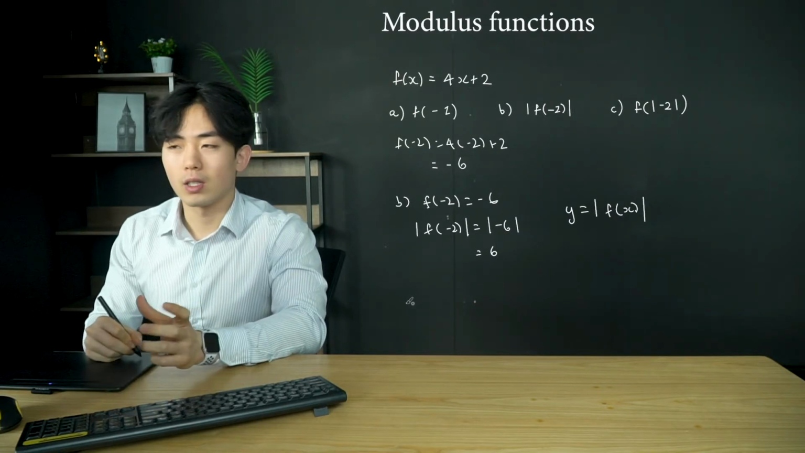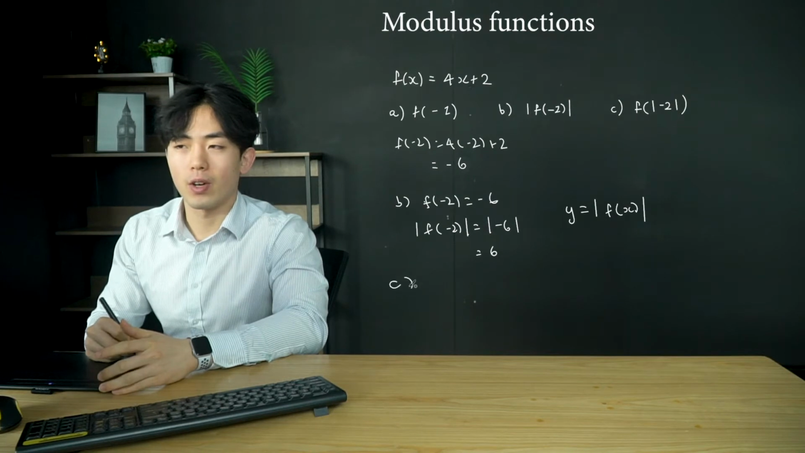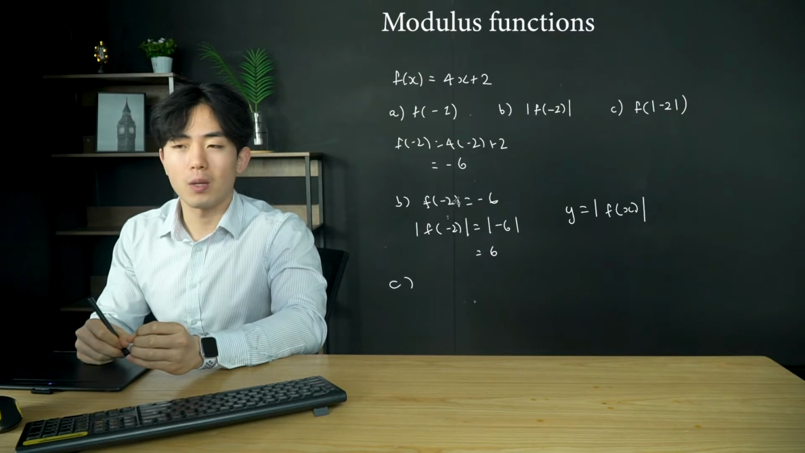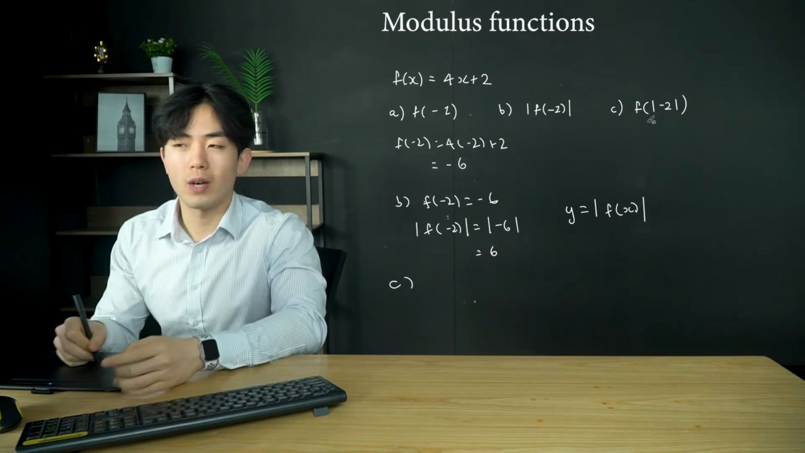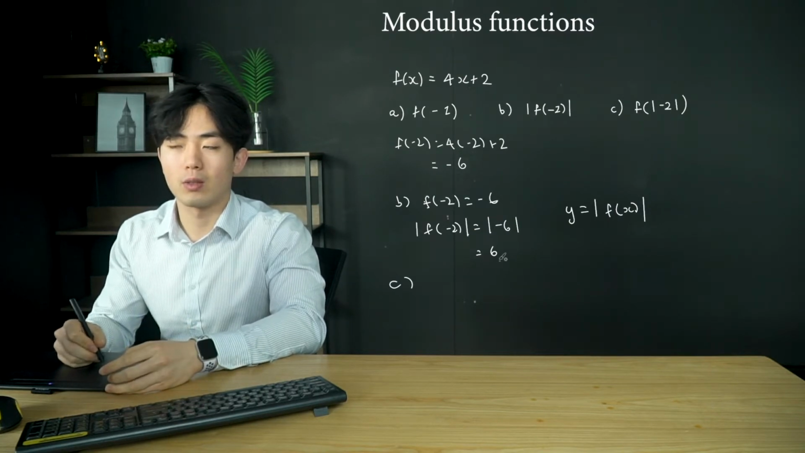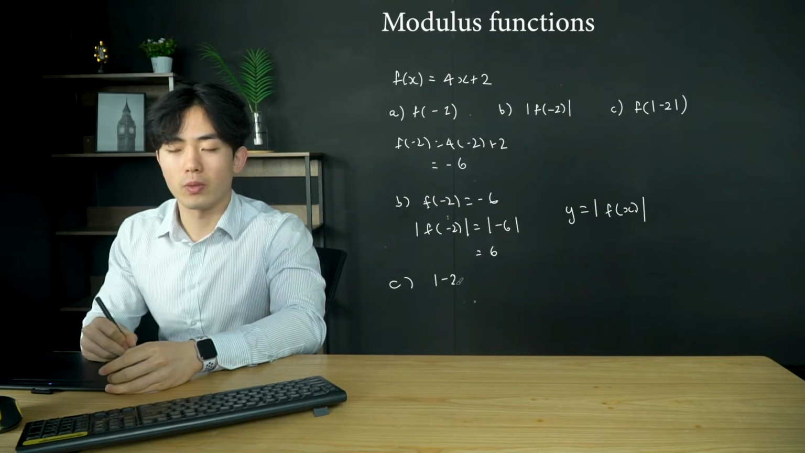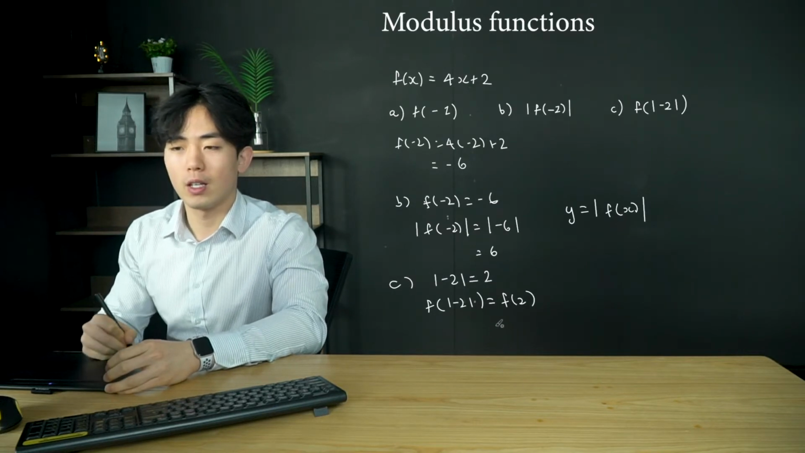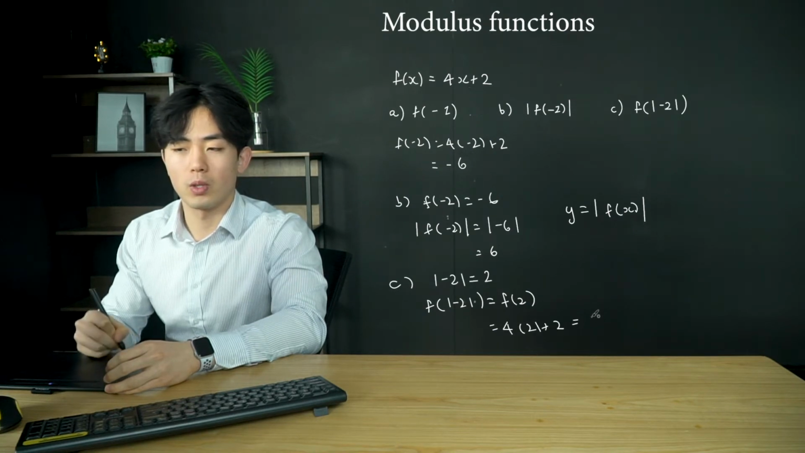C is slightly different. You can see here that C is asking us to find f of the modulus of -2. So unlike B, where you put -2 into the original function, we have to apply the modulus sign to this -2 first. We know that the modulus of -2 is equal to 2. So f of the modulus of -2 is going to be equal to f of 2. And now we can plug this 2 into our original function, which gives us 4 times 2 plus 2, which would give us 10.